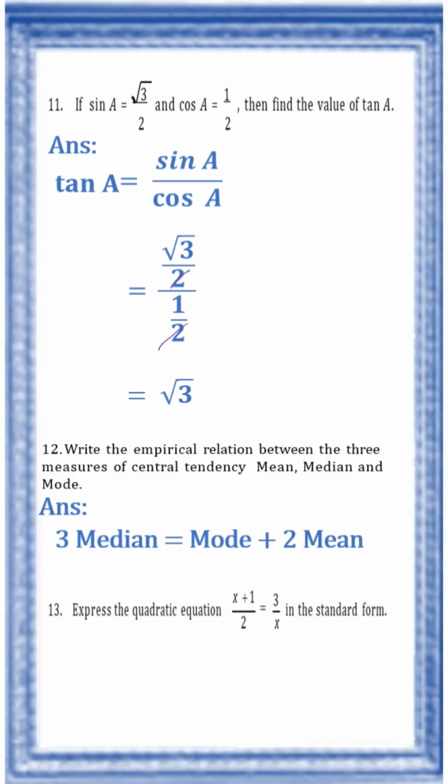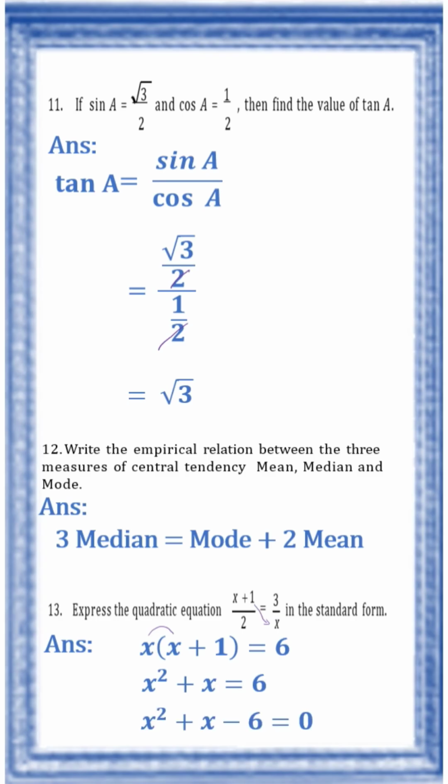Express the quadratic equation x plus 1 by 2 is equal to 3 by x in standard form. First step is to cross multiply. x into x plus 1 is equal to 3 into 2, that is 6. Now multiply. x square plus x is equal to 6. Now bring 6 to this side. x square plus x minus 6 is equal to 0. This is the standard form, because it is in the form of ax square plus bx plus c is equal to 0.